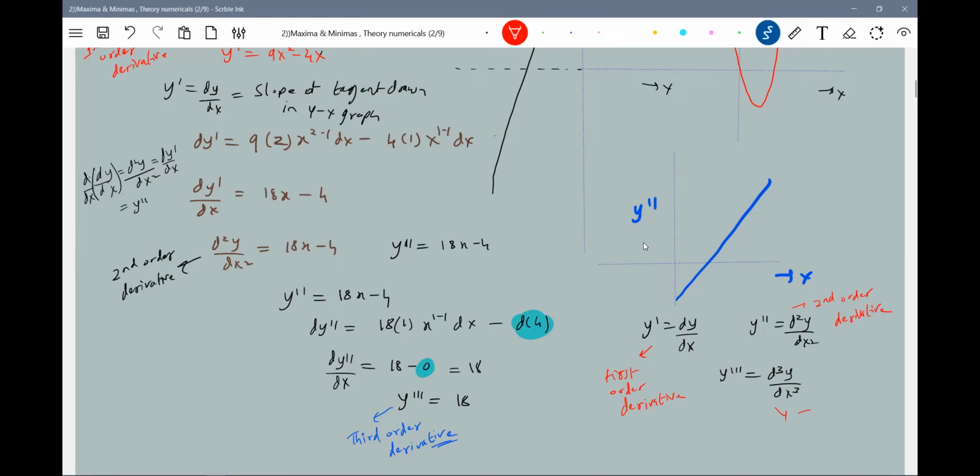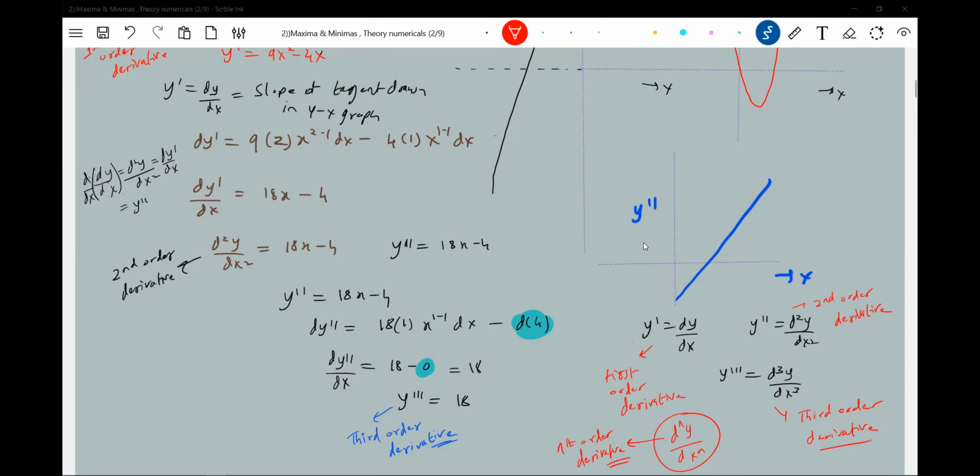Second order derivative. Third order derivative. Sir, what can you write for the nth order derivative? Nth order derivative is d^n y by dx^n. This will become the nth order derivative. We can differentiate n times.